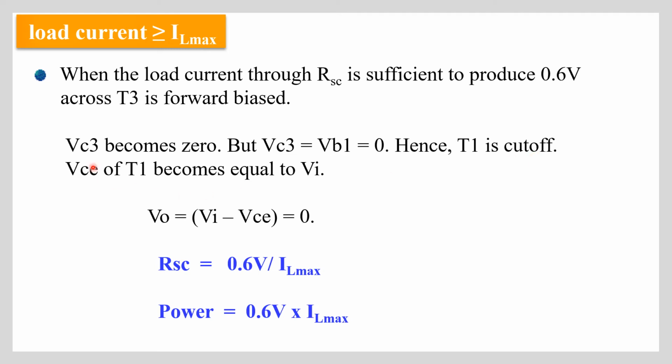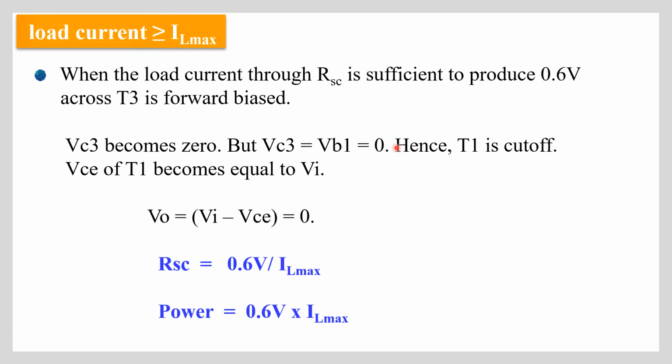So VCE of the transistor becomes equal to Vin. So VCE equals Vin. So output voltage is equal to 0, right? When the load current exists. Since the output voltage VO is equal to 0, the circuit is almost in dead condition. So the excess current through T1 thus becomes 0, and it is protected from burning due to the excess heat that may be produced in it.